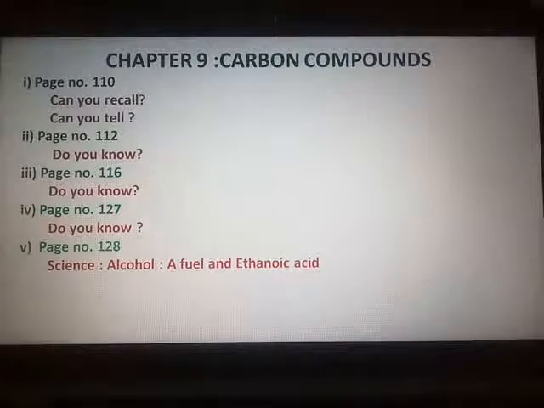On page number 128, the green colored box in the center with the heading Science, Alcohol, a Fuel, that entire box you just put across. Page number 129, there is no reduction. Page number 130, there is no reduction.